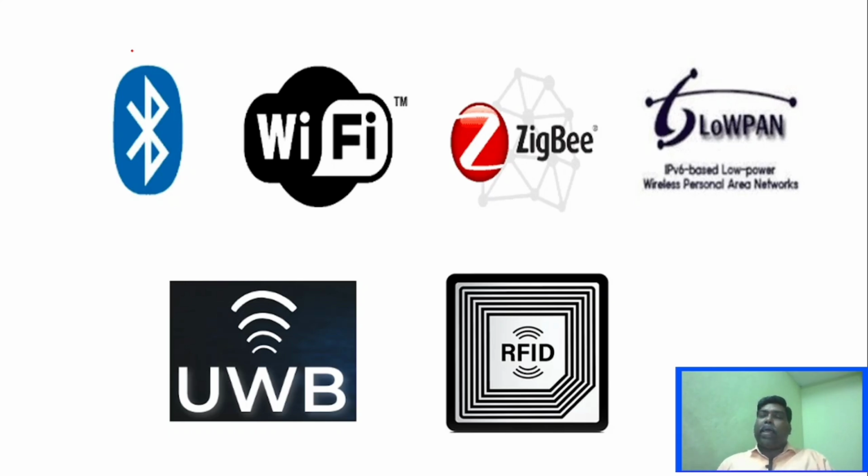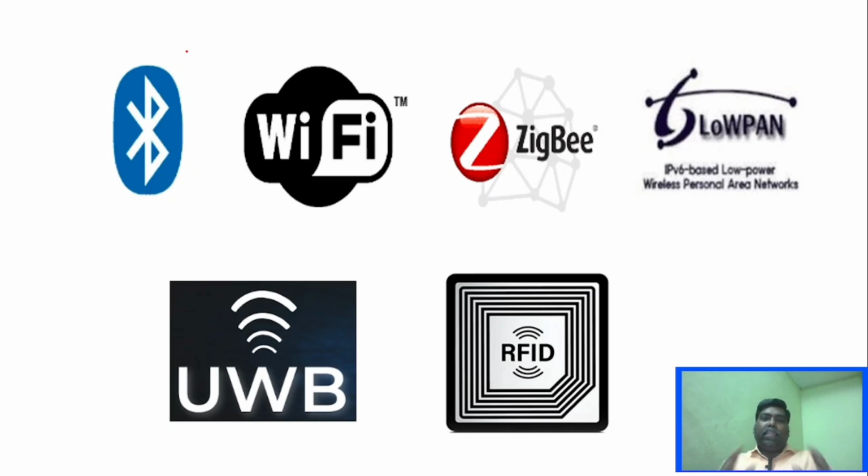Similarly, 6LoWPAN is another important short-range communication, and very importantly, UWB. UWB is ultra-wideband technology, which plays a very vital role right now, even in iPhones. You have the U1 integrated chip, which is based on UWB technology, where you can localize your device and track your device. All this is possible in your iPhone because of UWB technology. You are familiar with RFID as well. So you will study all these technologies here.